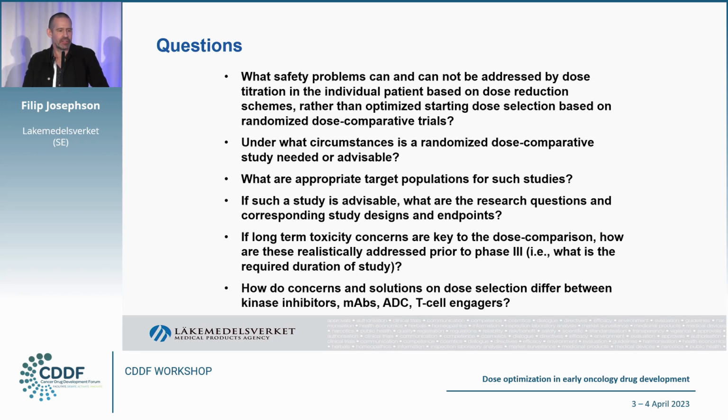And finally, I think it's a very interesting question. It links up with all of this. How do these concerns and solutions on dose selection differ between kinase inhibitors, monoclonal antibodies, antibody-drug conjugates, and also perhaps T-cell engagers that we're starting to see now? So, thank you very much.